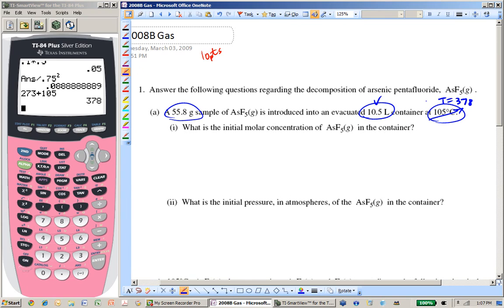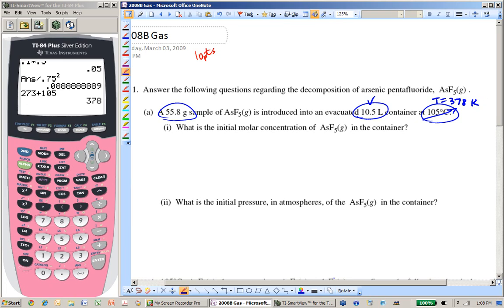If you get a V and a T and a pressure and a thing that could get you moles, I gotta feel there's a Pivnert moment coming on. So indeed, they so far have just told me 55.8 gram sample, introduced into an evacuated container, no volume, at a temperature that I converted to Kelvin, even though I didn't put the K on there. So what is the initial molar concentration?